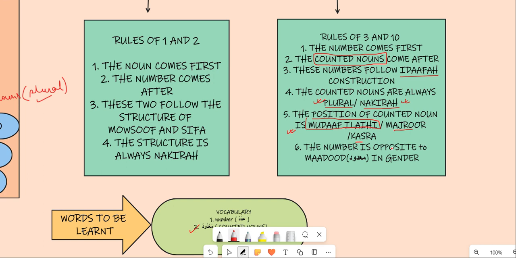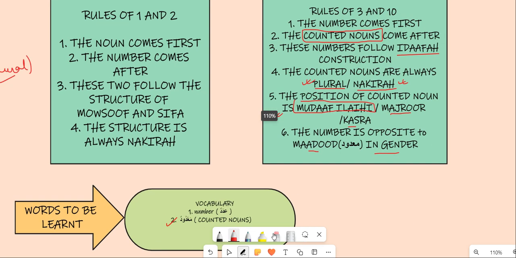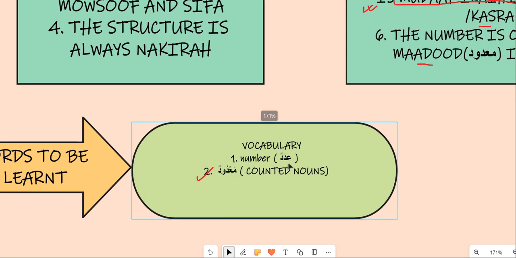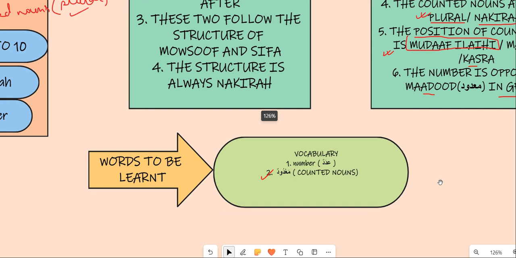The number is opposite to the ma'dud, that means the counted noun, in gender. So for the vocabulary in this lesson, you need to memorize these two words: number is called adad and the counted noun is called ma'dud, the thing that you count. So these two are really important in number rules.